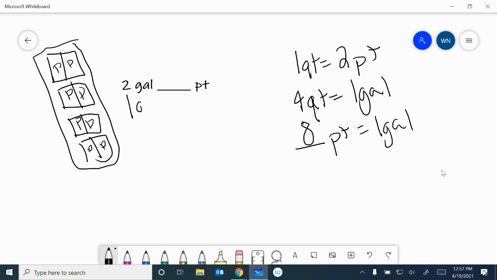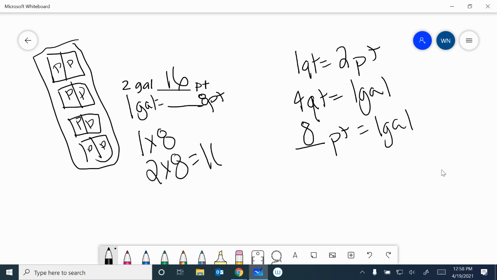So I know that 1 gallon equals 8 pints. So I know that the pints number is going to be quite a bit bigger. So I'm going to multiply my 2 times 8 and get 16. For every 1 gallon, there is 8 pints. So for 2 gallons, if there's 8 pints, then I'm going to have 16 pints.